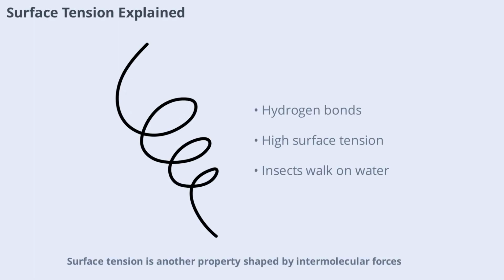Surface tension is another property shaped by intermolecular forces. Water's high surface tension comes from its strong hydrogen bonds, allowing small insects to walk on its surface and droplets to form beads. Liquids with weaker forces like alcohol have much lower surface tension and spread out more easily.